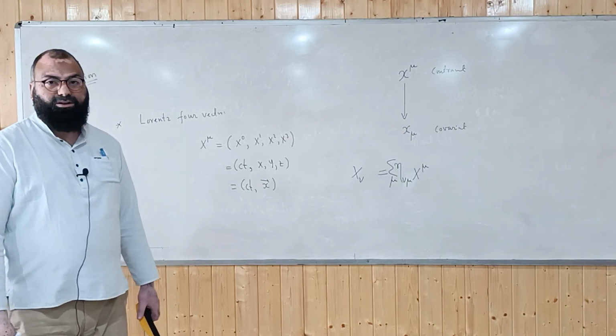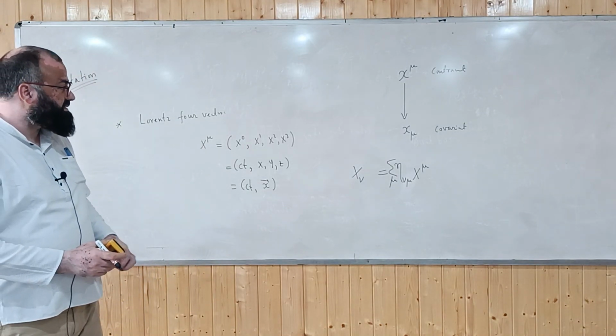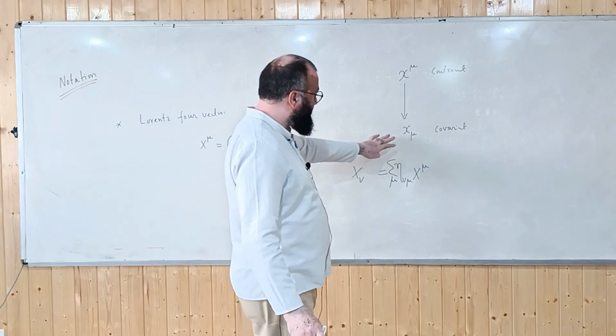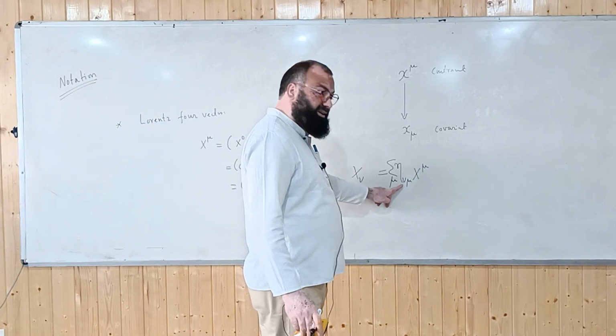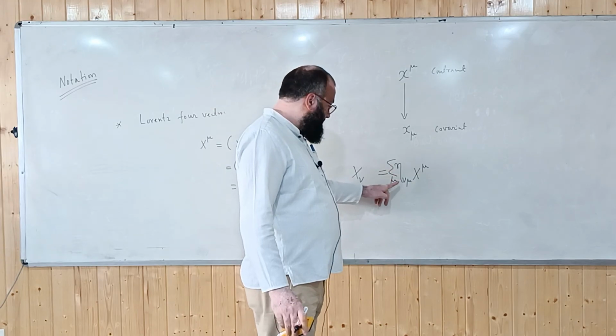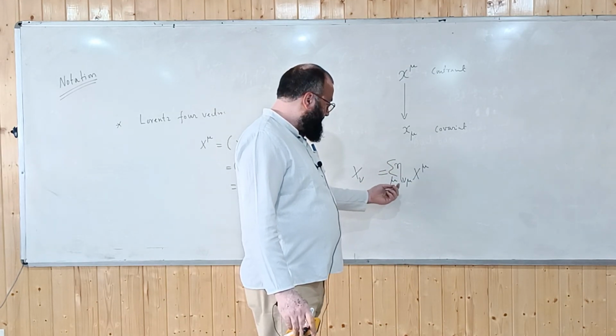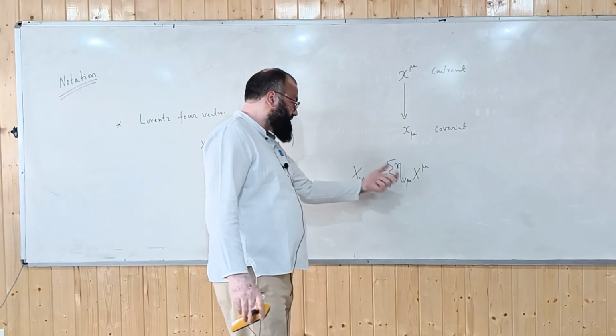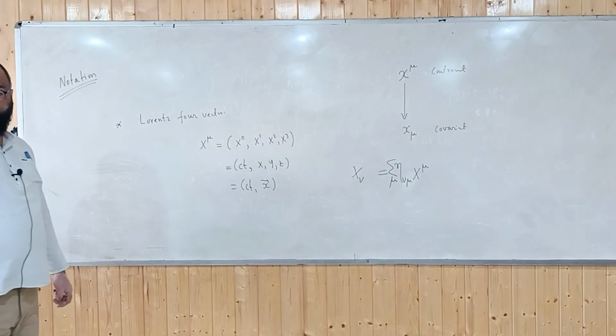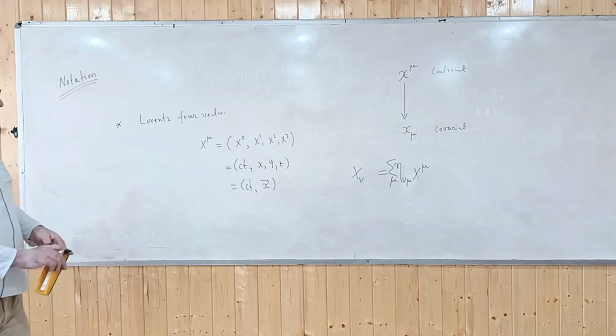Everybody? So a relation exists between the contravariant and covariant components by introducing a quantity which we call the metric tensor, which is defined this way. Samajh?